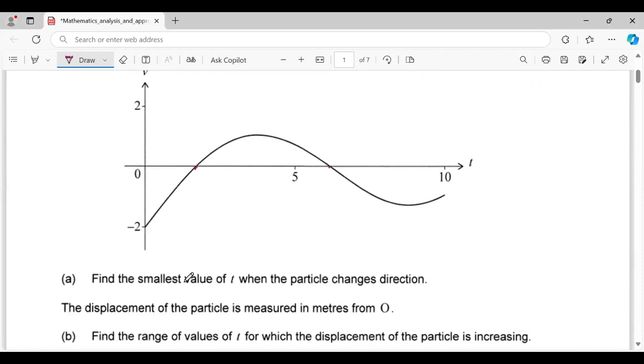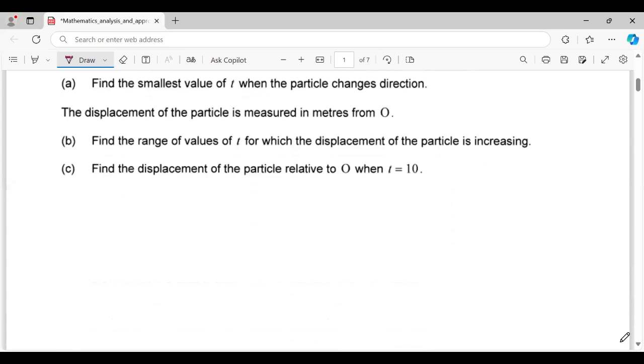Look, we are going to find the smallest value of t when the particle changes direction. On this graph, on this diagram, the particle changes direction when it's at the maximum point, and this is an extreme point. Okay, and at the maximum point, it changes direction. So we have to find this point. How to find it? Based on the first derivative. Or you can determine it through the calculator.